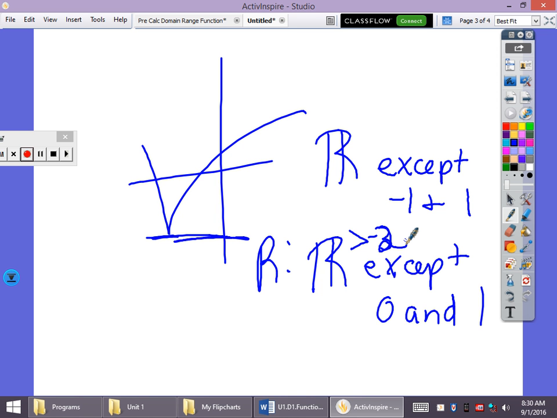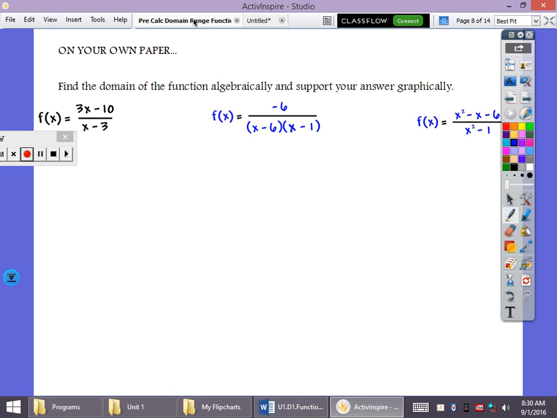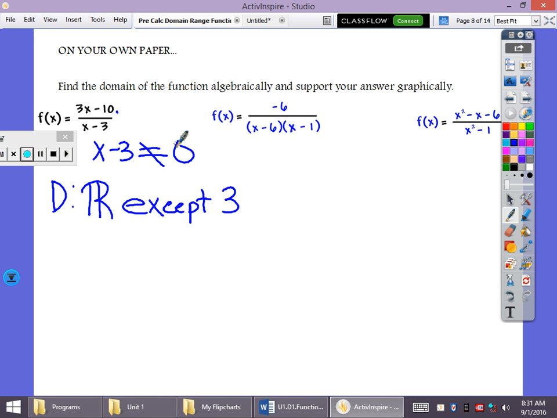Okay. All right. So we are on the back of the paper. And we're going to pay attention to our rules. And here we go. Now, I can't factor this top part because there is no GCF. 3 and 10 have nothing in common. X minus 3. So my domain is going to be all real numbers except what can't it be? It can't be 3 because x minus 3 cannot equal 0 because I can't have a 0 in the denominator. And when I solve for this, that means x cannot be 3.